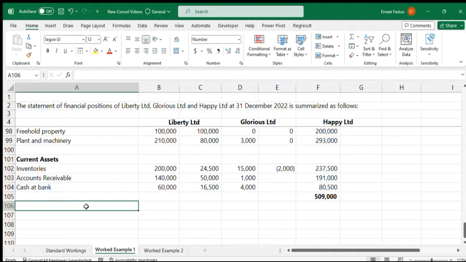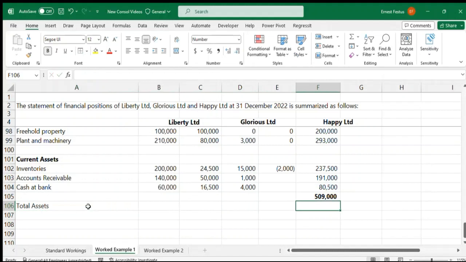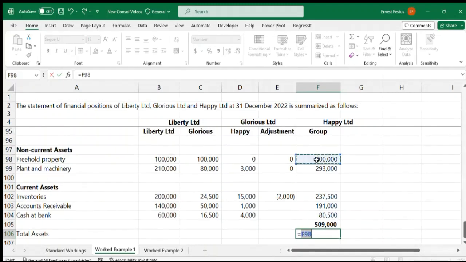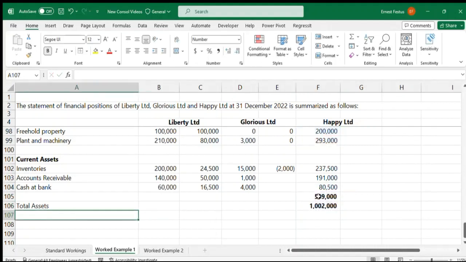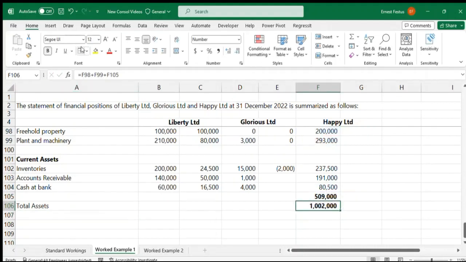Then we can have our total assets, and that will be equal to this plus this plus our total current assets. So I have that. Then I can insert my borders, double underline at the bottom.